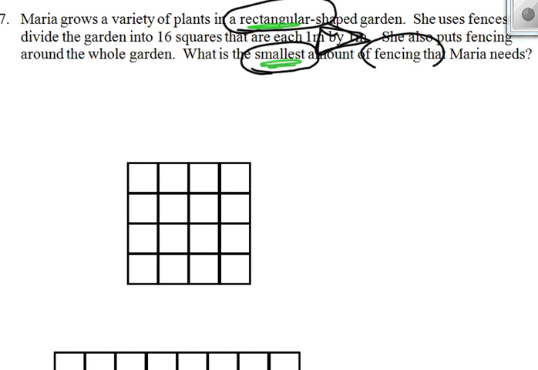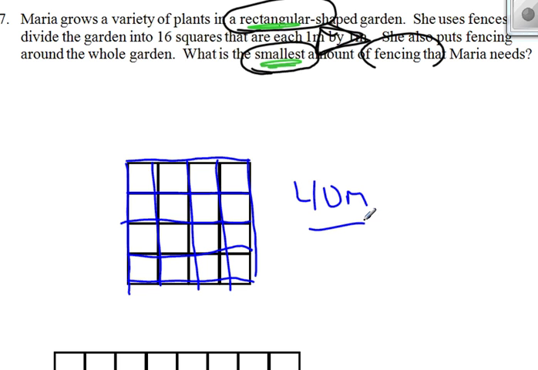Let's see how much fencing Maria needs for each of these. So if Maria was to make this garden, she would need 4, 8, 12, 16, 20, 24, 28, 32, 36. She would need 40 meters of fencing. Obviously, I could have just done 4 times 5 plus 4 times 5, etc., but whatever. Sometimes it's fun to count.